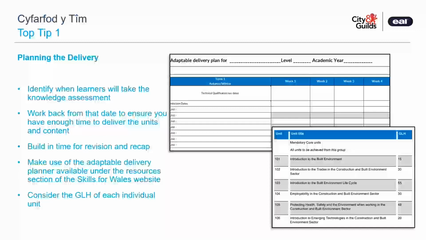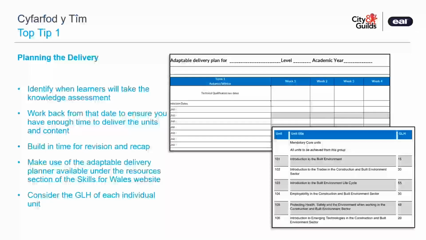The other thing, when you're looking at the adaptable delivery planner, is consider the GLH for each unit. Again, a top tip is to proportion that evenly. I know it sounds quite straightforward, but I have seen plans from centres who've just split all the units up into weeks rather than considering extra weeks for extra content.